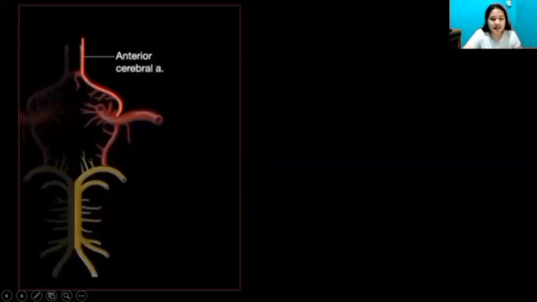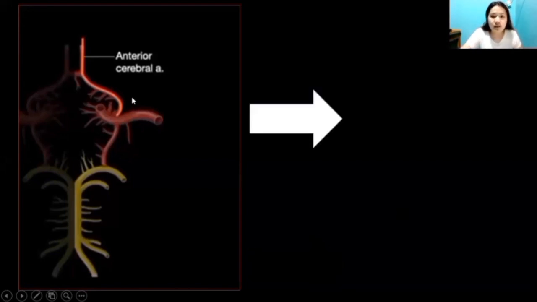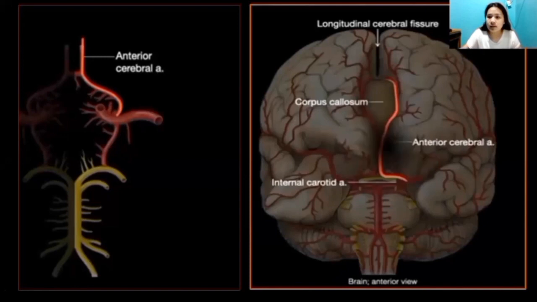So next, this is the anterior cerebral artery here. To further visualize, this is the next picture. This is the anterior view of the brain. We can see here the longitudinal cerebral fissure, the corpus callosum, and the internal carotid artery.